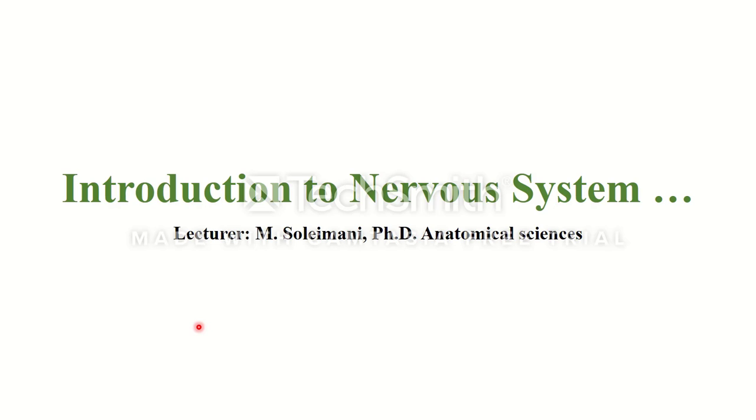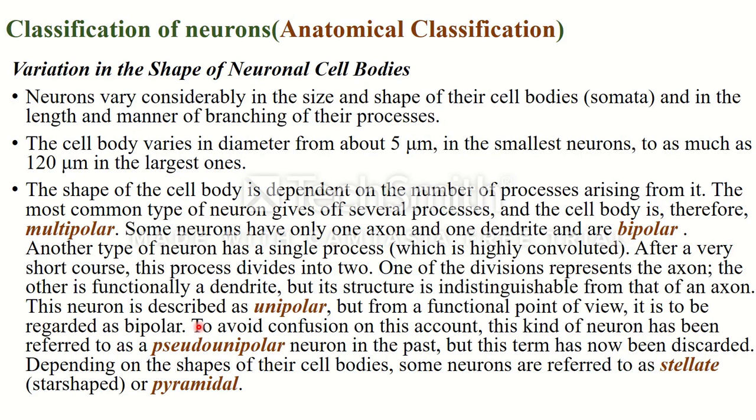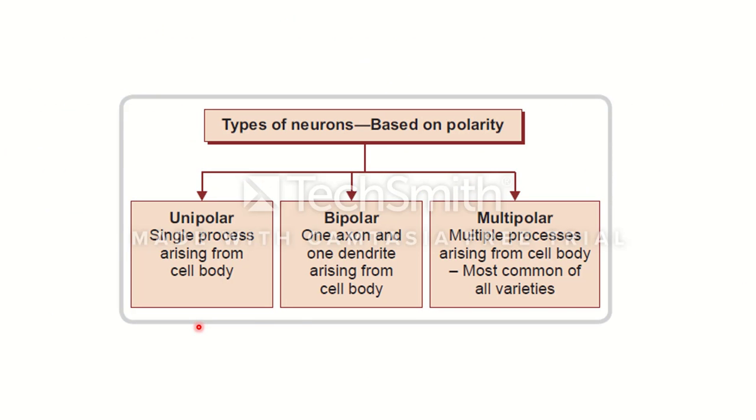Neurons can be divided into different classifications based on different aspects. One aspect is the shape of the perikaryon. Based on this aspect, we can divide the neurons into three types: unipolar, bipolar, and multipolar neurons.